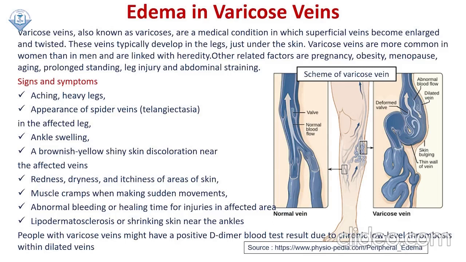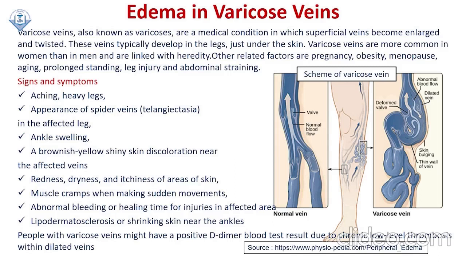Other related factors are pregnancy, obesity, menopause, aging, prolonged standing, leg injury, and abdominal straining. Varicose veins have several signs like itching, heavy legs, appearance of spider veins, which are called telangiectasia, in the affected leg, ankle swelling, brownish discoloration if varicose veins are present for a long time, maybe redness, dryness and itchiness of an area of skin, muscle cramps when making sudden movements, abnormal bleeding or healing time for injuries in the affected area.